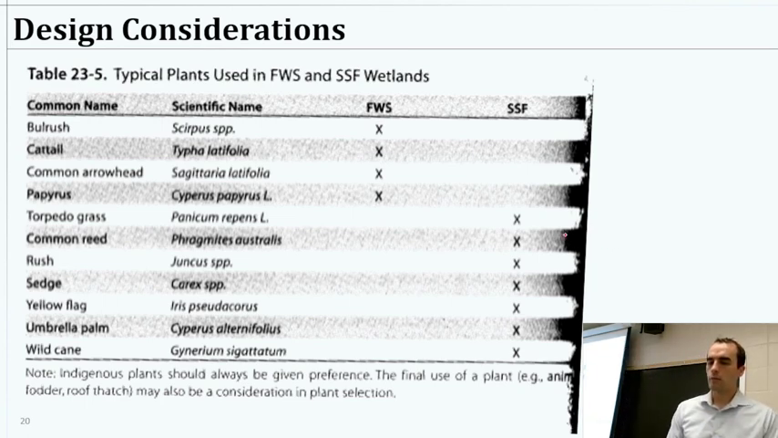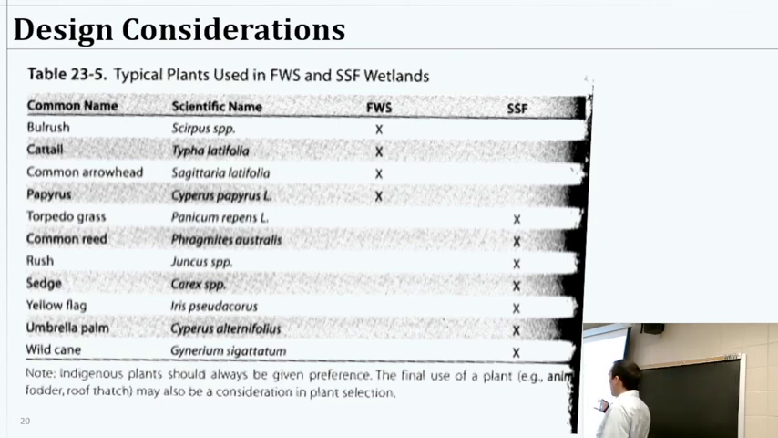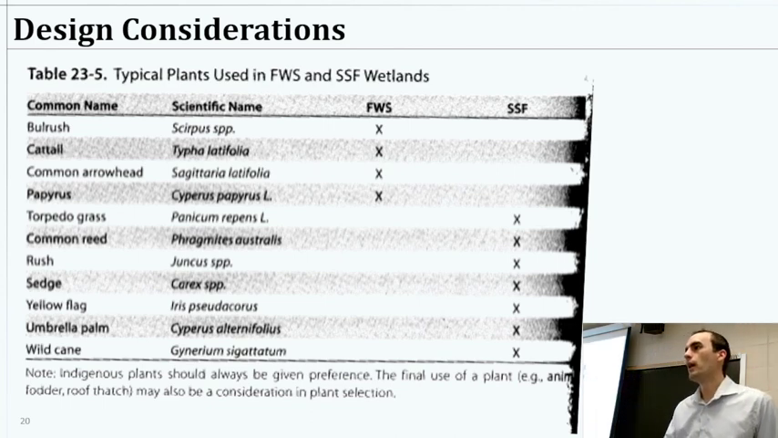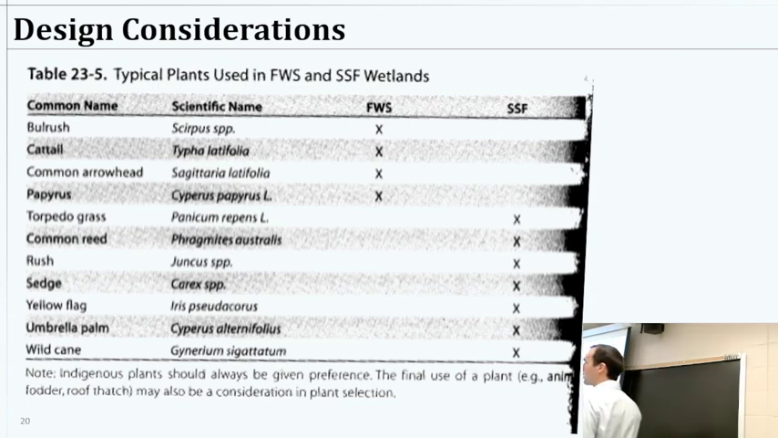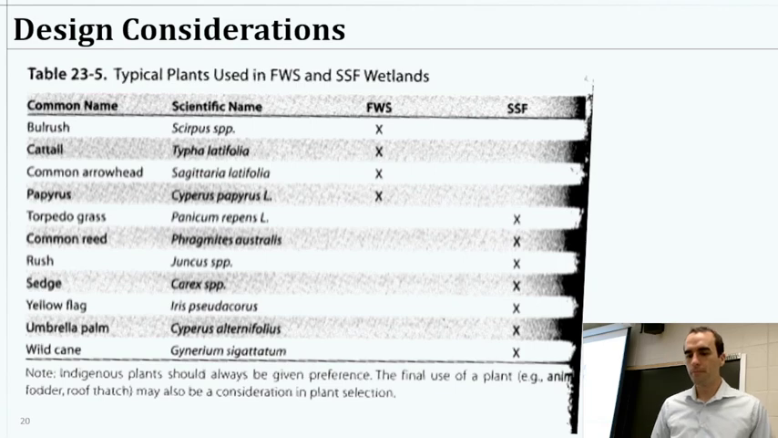For the subsurface flow, you're going to use grass-type plants instead. So torpedo grass, common reed, rush, sedge, yellow flag, umbrella palms, wild canes. There's all sorts of things here, and if you think about it, maybe there's room to innovate. Maybe you can grow something as a biofuel, in which case you're not really concerned about pathogen transport, because you're going to process it and it's not going to be used for consumption.